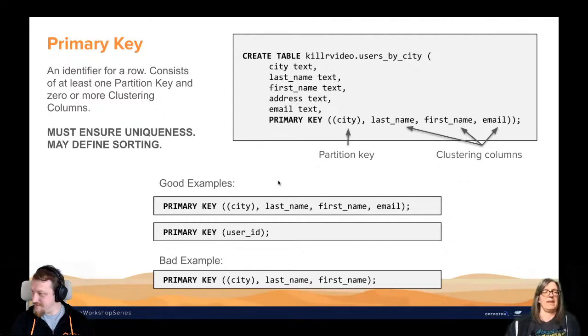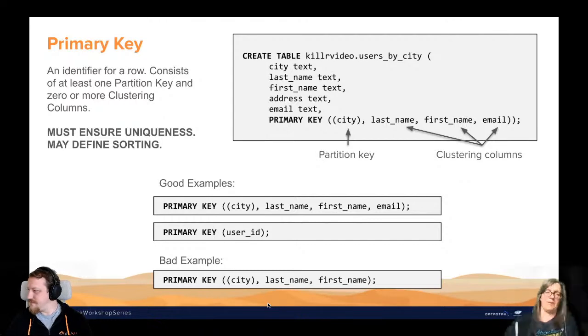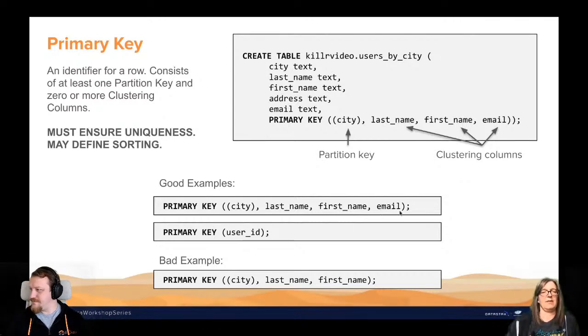So you want to make sure that you have uniqueness, right? Because two rows with the same primary key will override each other. So that's what you need to think about. If I have, for example, just city and last name and first name in my primary key, which is the bad example here, then if I have New York and Adam Smith, every Adam Smith in New York would share the same record, right? So if another Adam Smith is born and I add another birthday, that would override the previous Adam Smith. So you want to have something in there that is unique.